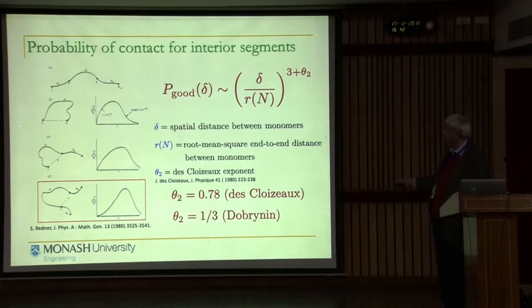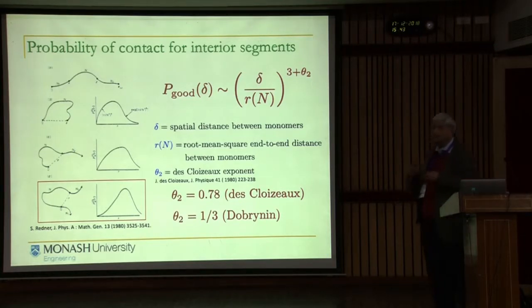Now, we're all familiar with the end-to-end vector probability distribution, right? And the Flory exponent nu. However, he pointed out there are other probabilities, such as what's the probability of an end with an interior segment? And what is the probability of two interior segments coming into contact with each other? And for this case, he introduced a new exponent called theta 2, right? So this is the probability in a good solvent that two segments come within a distance of delta of each other, where here R is just the end-to-end distance between the monomers that are separated by N monomers.